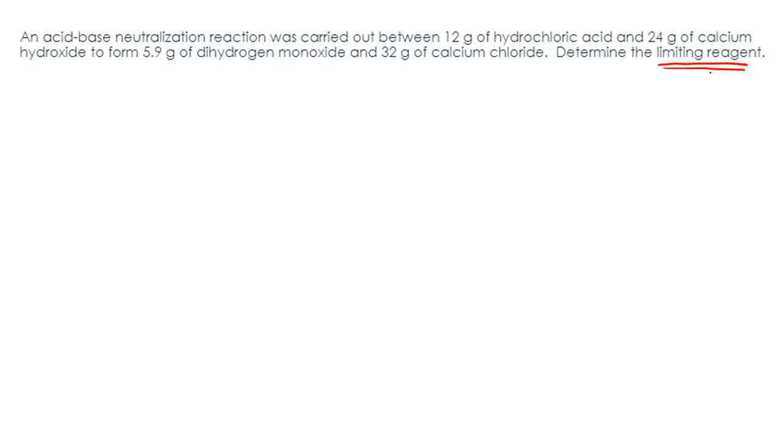So when I'm looking at forming stuff, I don't even care how much product we're making. Limiting reagent is really just going to be one of the reactants. First step, always, is to have a balanced equation. So you have an acid-base neutralization reaction. Hydrochloric acid is HCl, and calcium hydroxide. Calcium is Ca, hydroxide, remember, is one of our polyatomic ions. It's OH, the charge of -1.